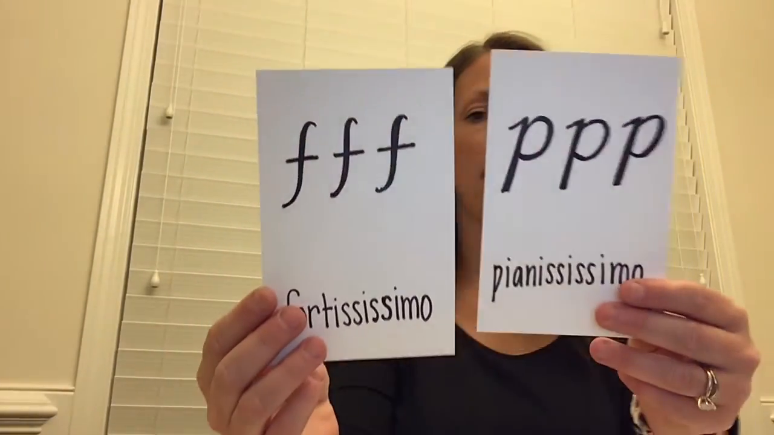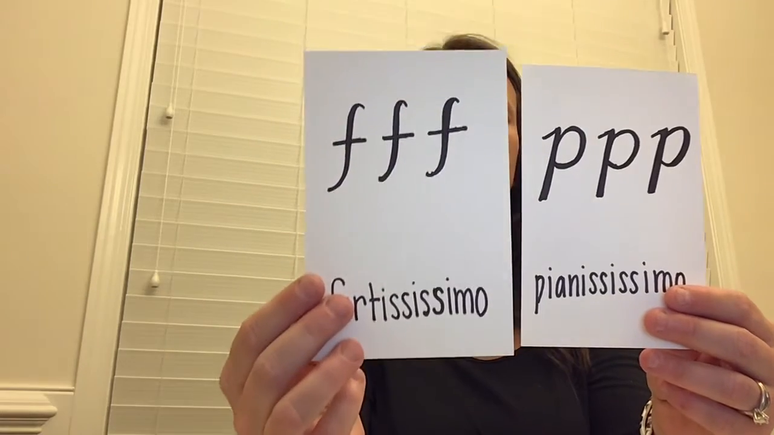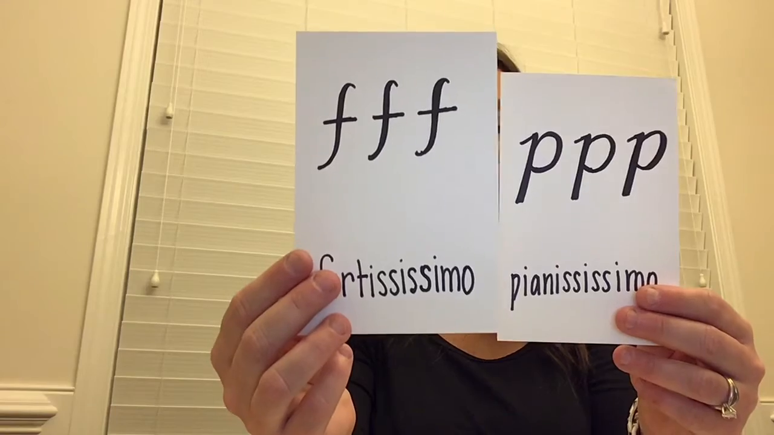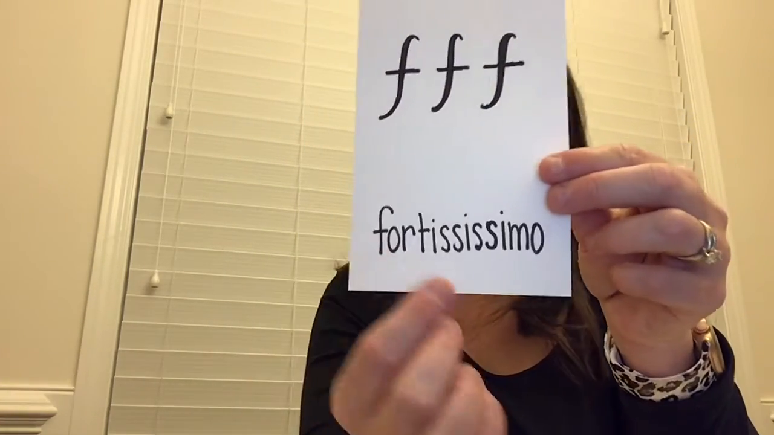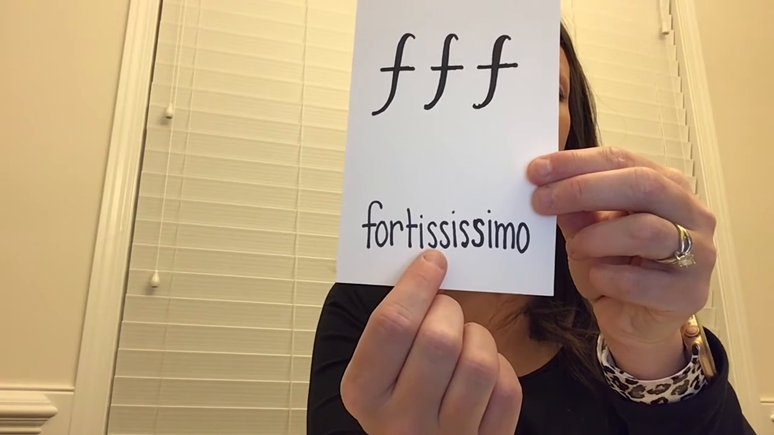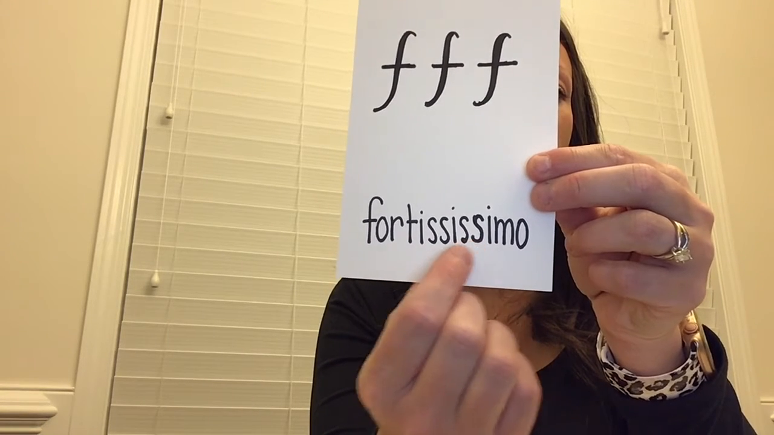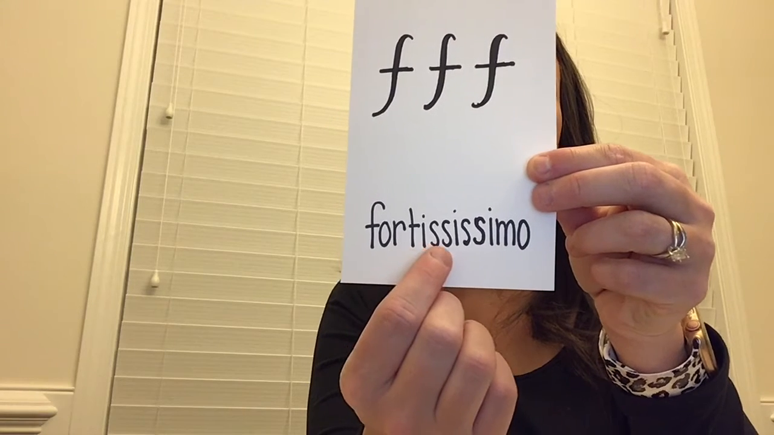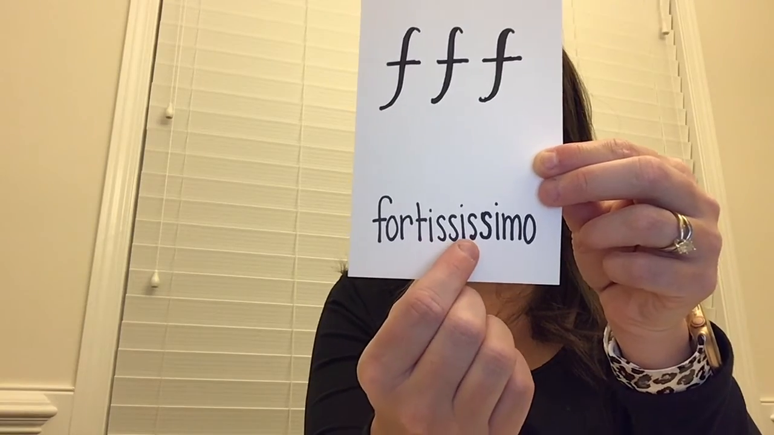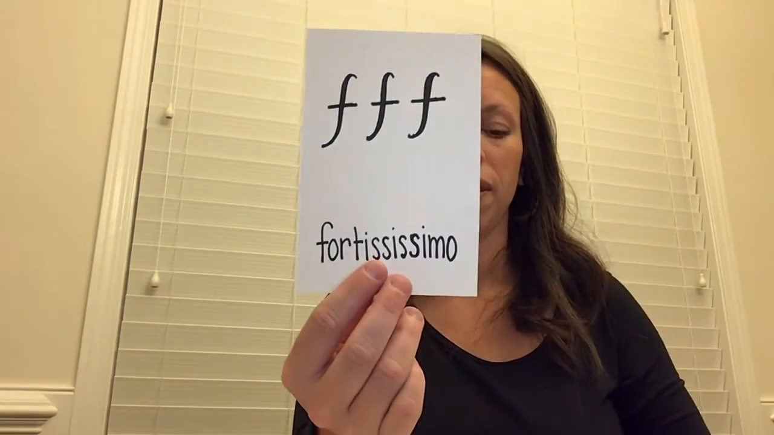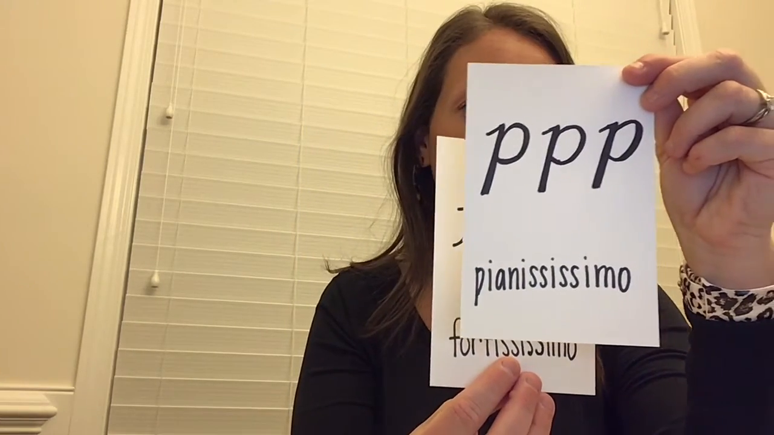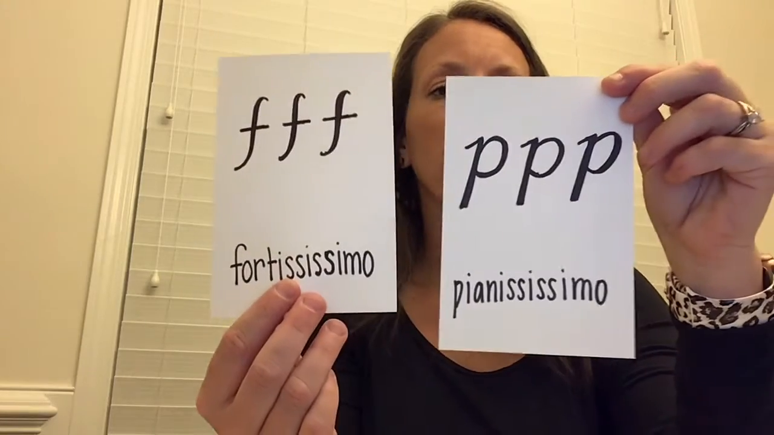And lastly, we have fortississimo, which is very, very loud. And you can see that because it has issi, issi. And we remember one issi means very. So we have very, very loud. And then we have pianississimo, very, very soft. Those are fun to say.